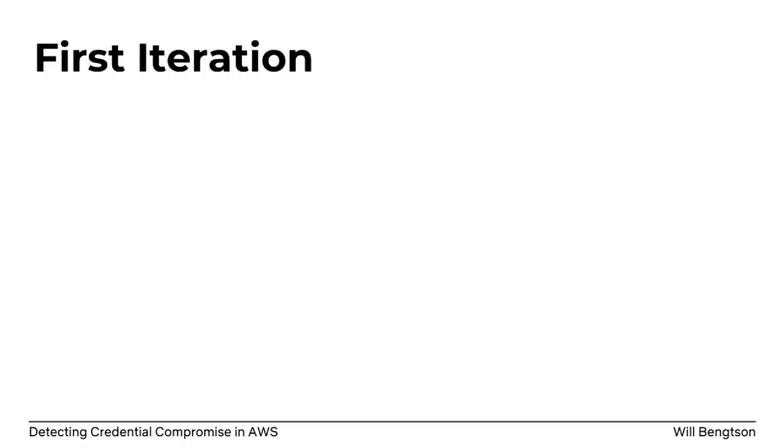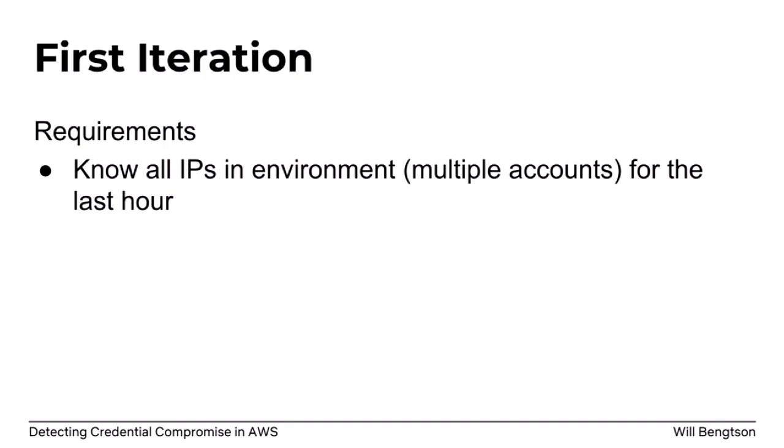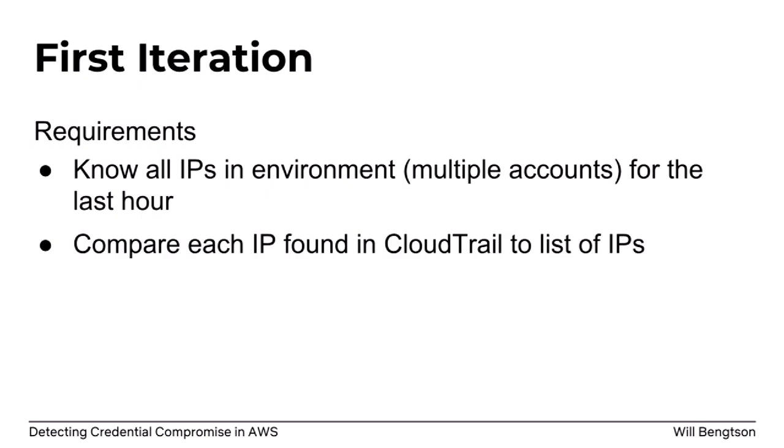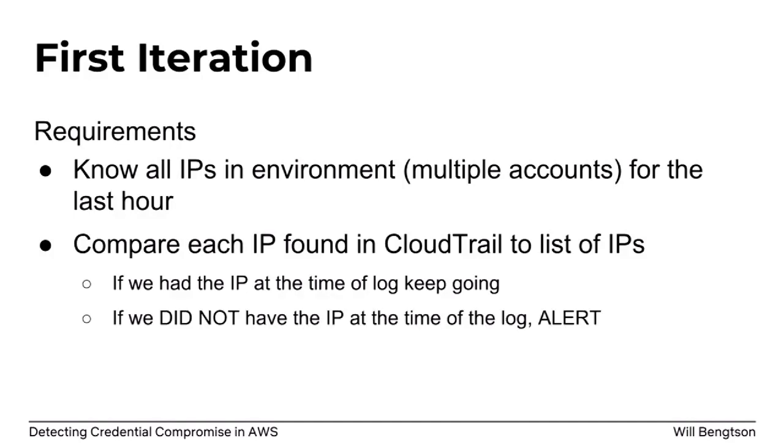I first tried to tackle this problem a while back, and I went off to try to define some requirements. And those requirements were, I need to know all IPs in our environment at all times for the last hour at least. That way, when I actually get the CloudTrail data, I can do this sliding window kind of analysis and ask the question, did we have this IP for this event in CloudTrail? If we did, no big deal, we continue on. If we didn't, then it's something we might flag, right? It might be a compromise, it might just be a misuse of credential from an employee, but something we should dig in deeper on.